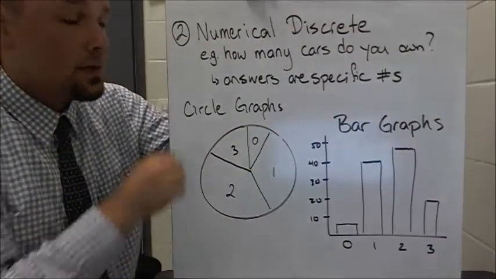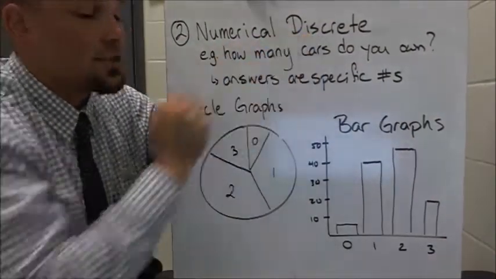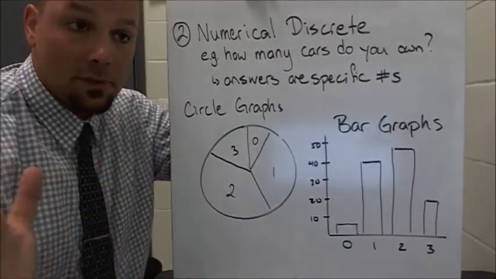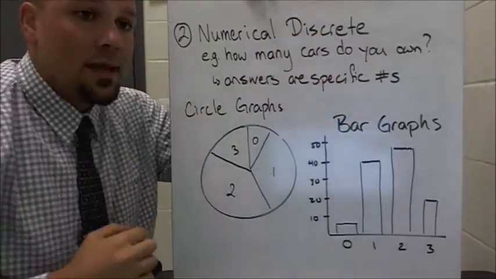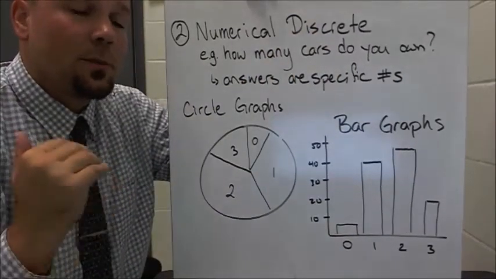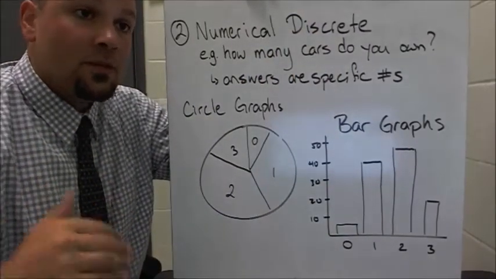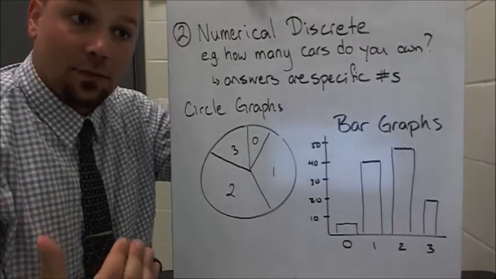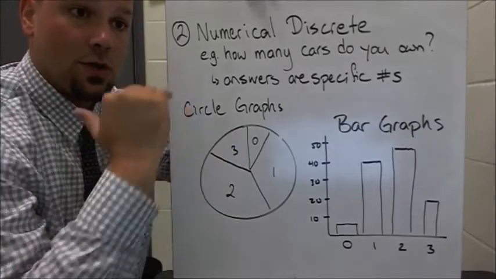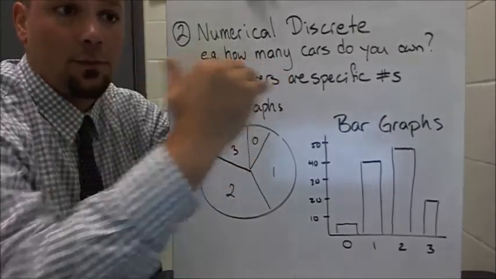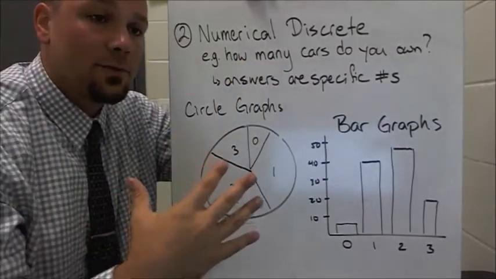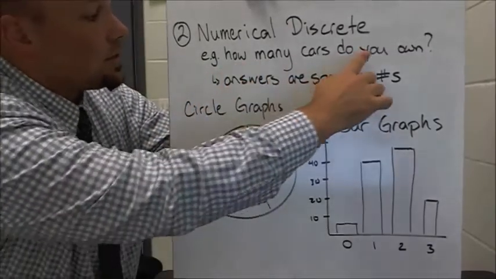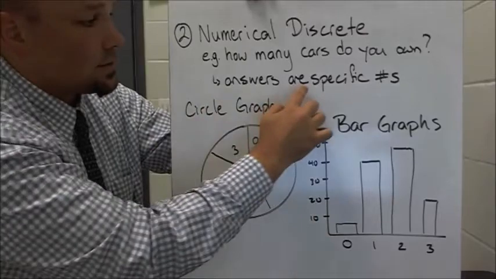The next one would be numerical discrete data. Okay, so numerical, you guys all understand that it's numbers. All right, discrete means that they have to choose from a list of numbers. All right, so for example, how many students are in a class? That's discrete, right? Because it's going to be a certain number, 28, 29, 23, 6, right? Any of those numbers are certain numbers, right? And how many cars do you own? Right? So the answers are specific numbers.